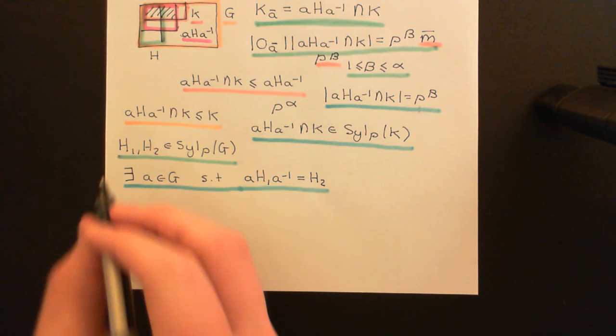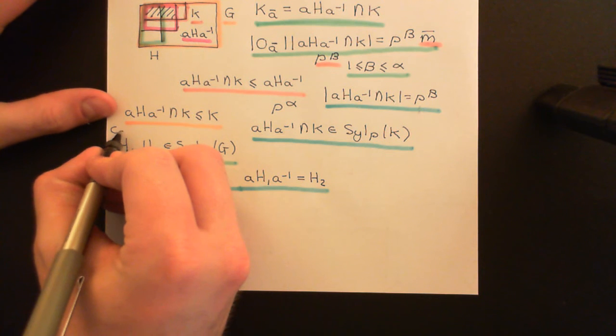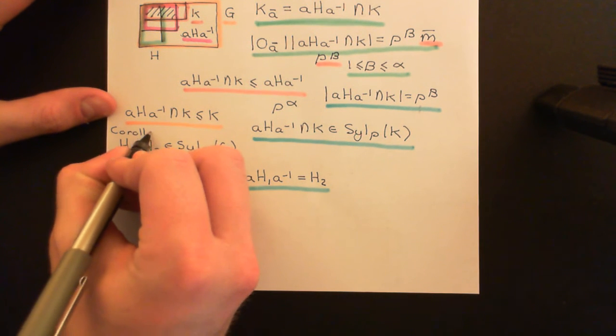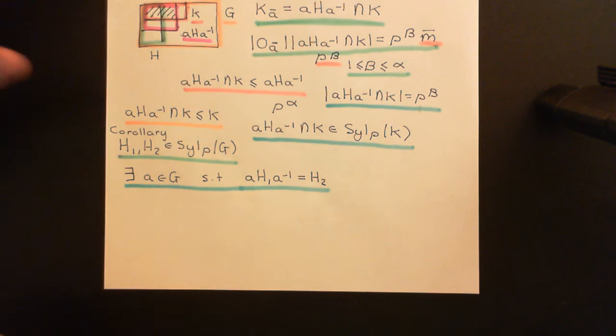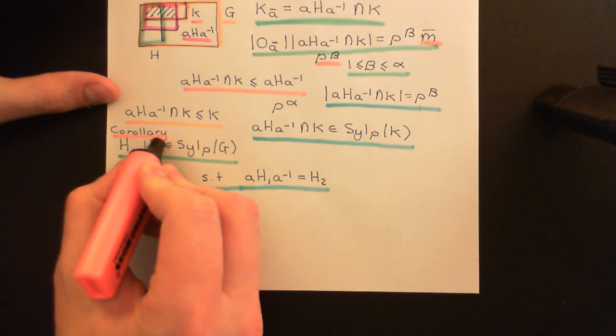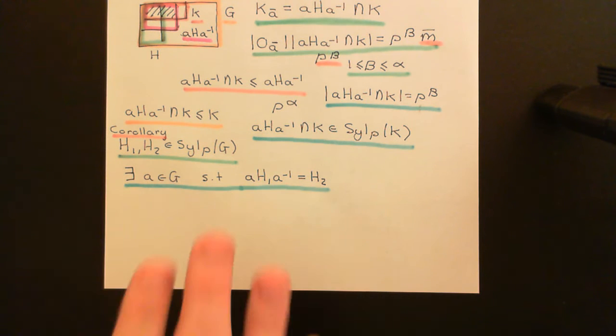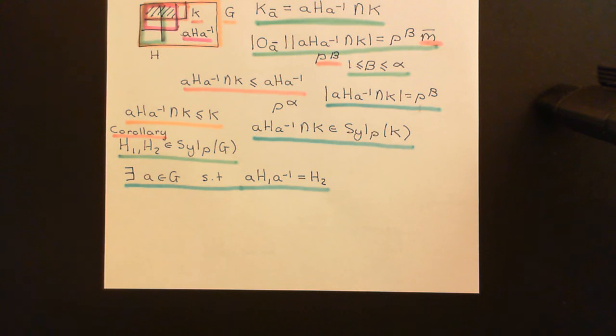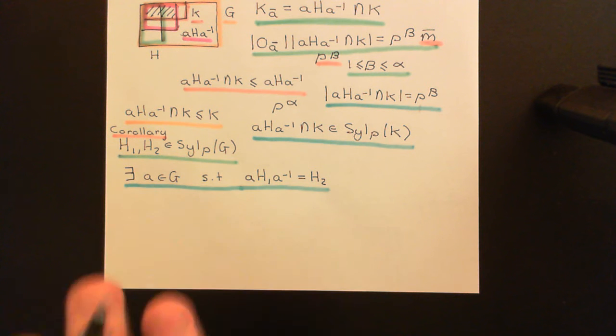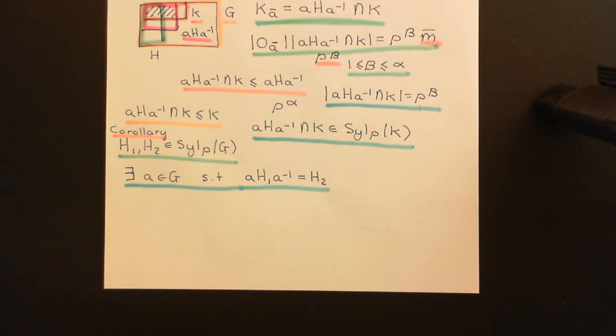And I claim that I can now prove this using the second Sylow theorem. This will give you a little taster into why the second Sylow theorem is so useful. So this is a corollary of the second Sylow theorem, and we're actually going to need this corollary in the proof of the third Sylow theorem. So how are we going to prove this using the second Sylow theorem then?